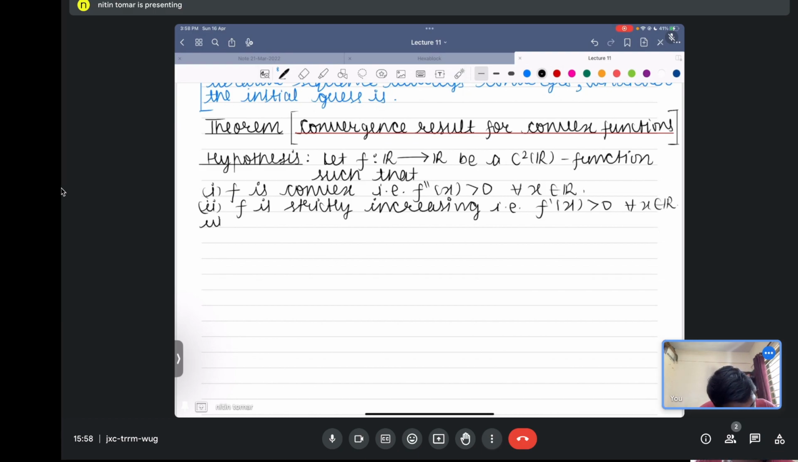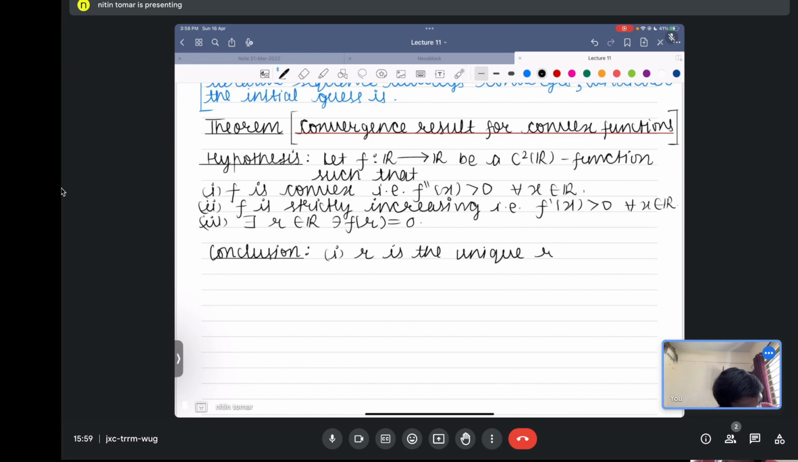And third, there exists an R such that f of R is 0. That is, f has a root. So if you assume a strictly increasing convex function which has a root, then the conclusion is: number 1, R is the unique root of f.